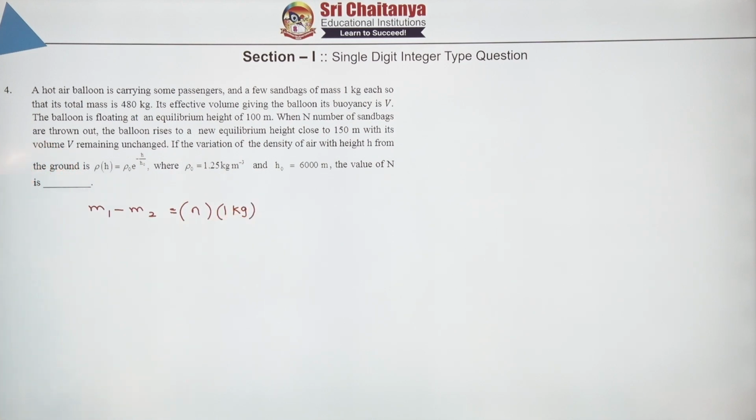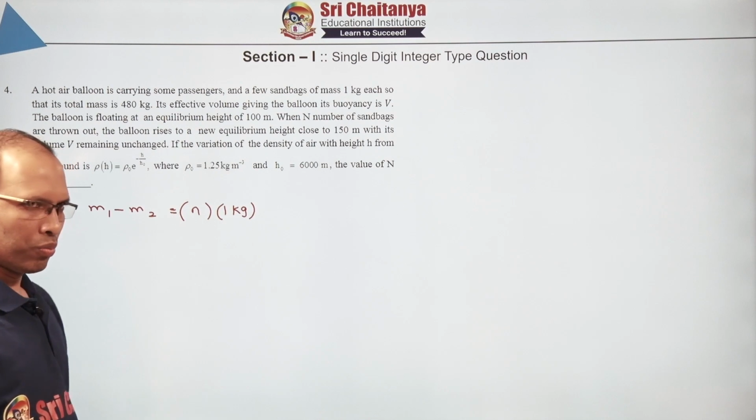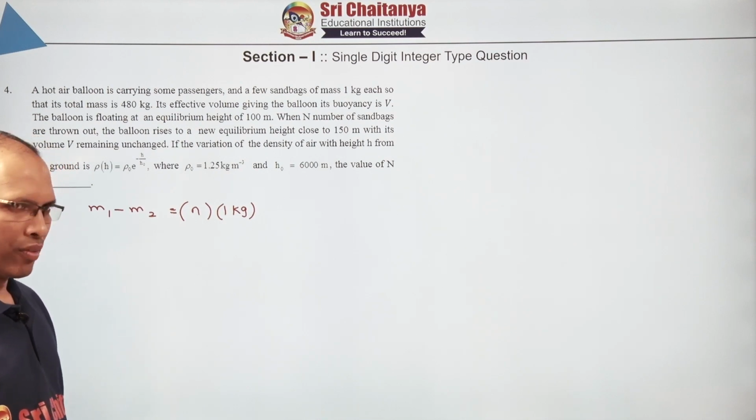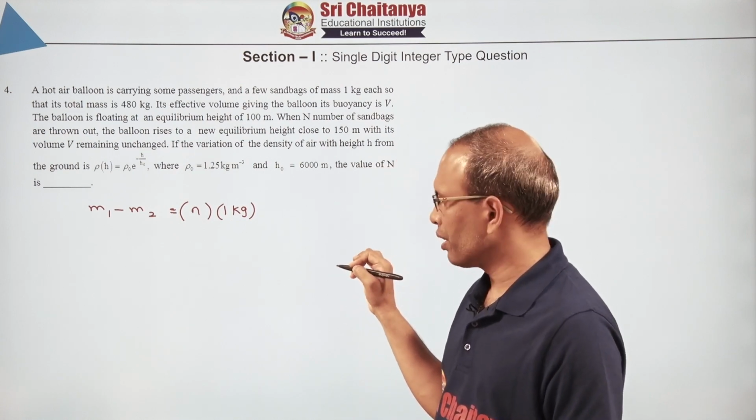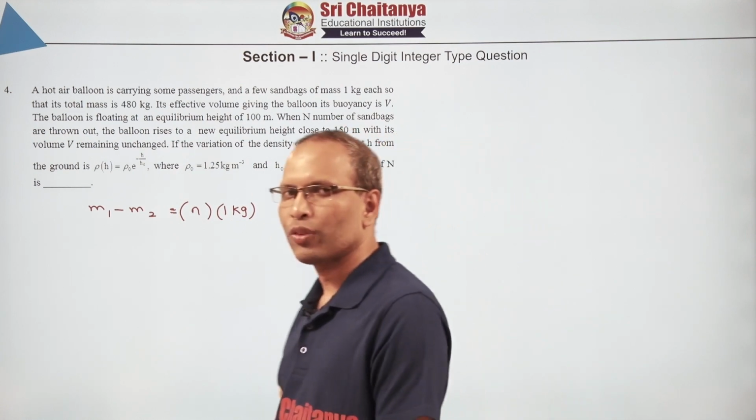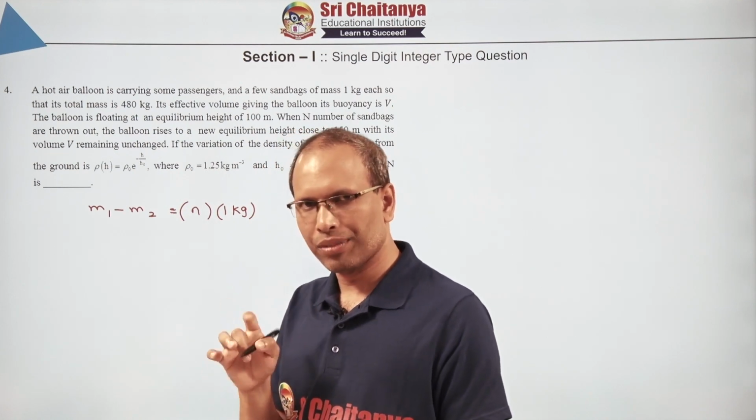So effectively what we have to calculate is m1 minus m2. Let us see how to do it in a simple way. Now in either case this is in equilibrium. So to be in equilibrium, at that position what will you write? The only forces acting are buoyancy and mg.